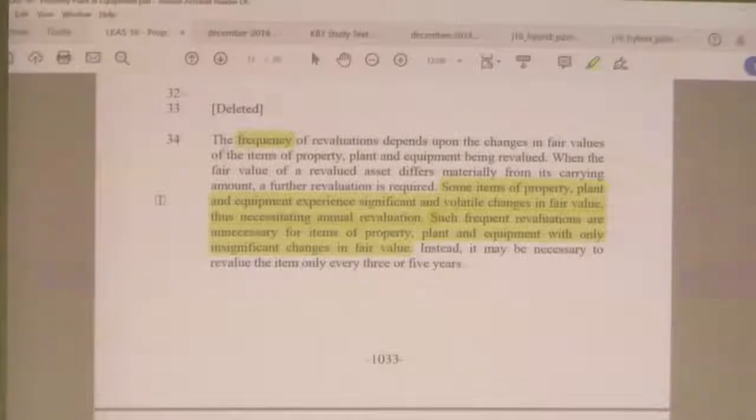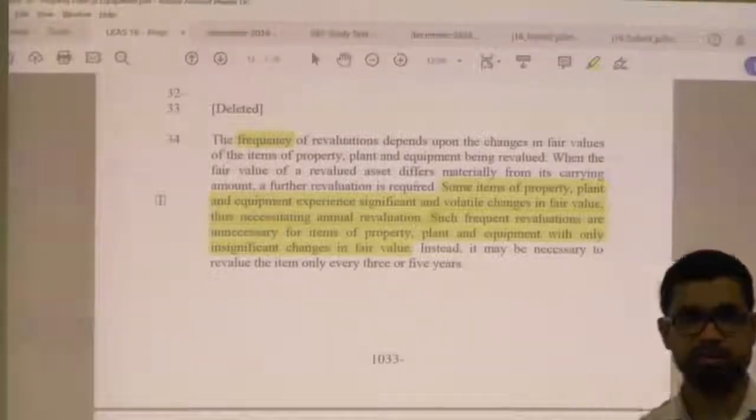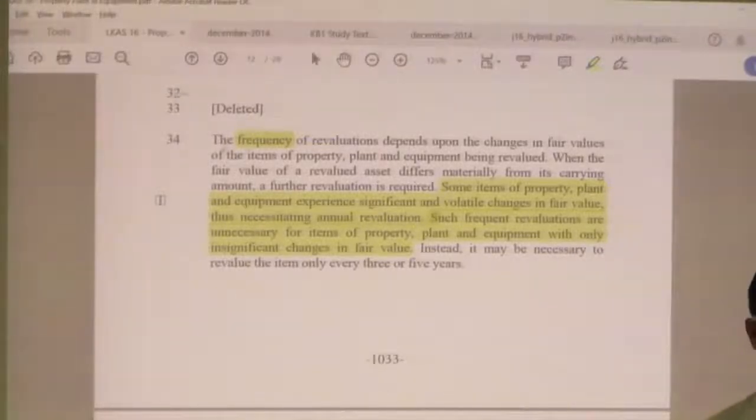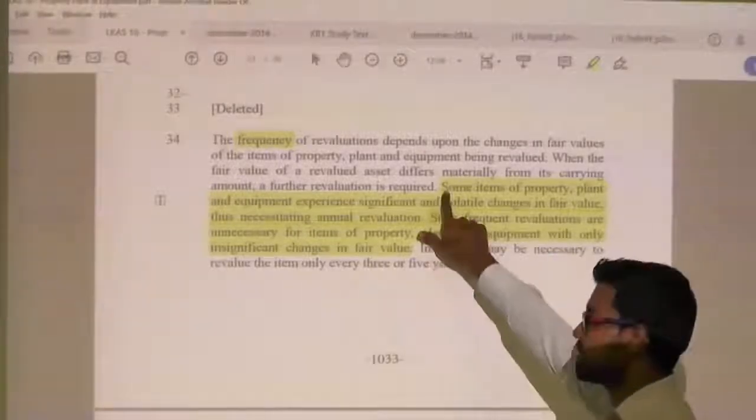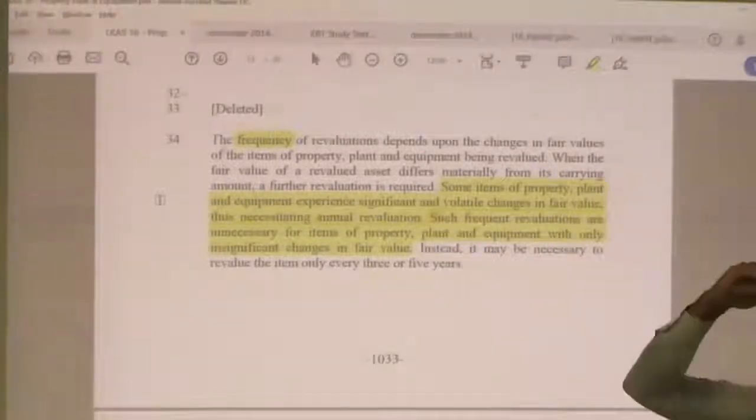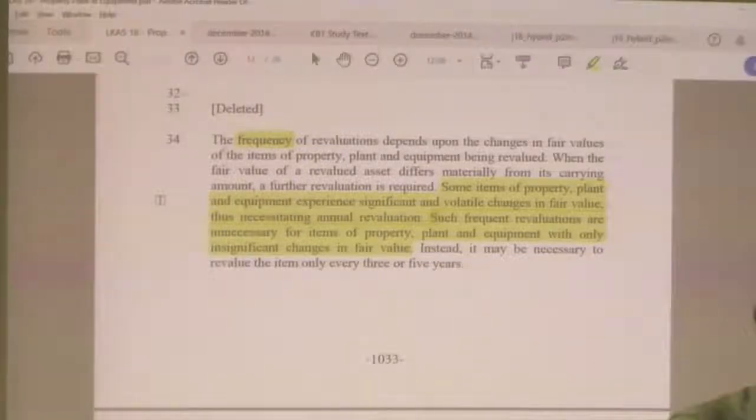Always understand this logically: your carrying amount is not always the market value. It cannot be, but there can be smaller differences. Let's say your carrying amount is 100 and the market value is 102 or 98, a small upward or downward difference. Then it is not required to do regular revaluations. If there is any significant, material difference, then you must carry out revaluation.